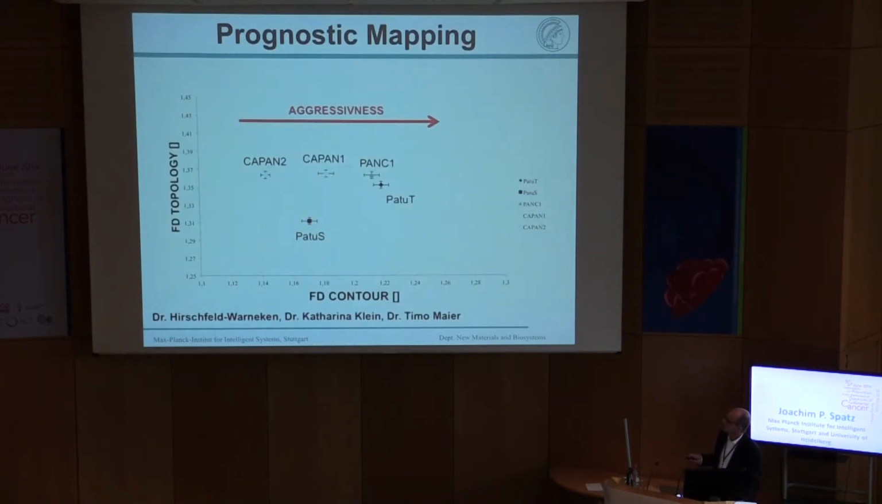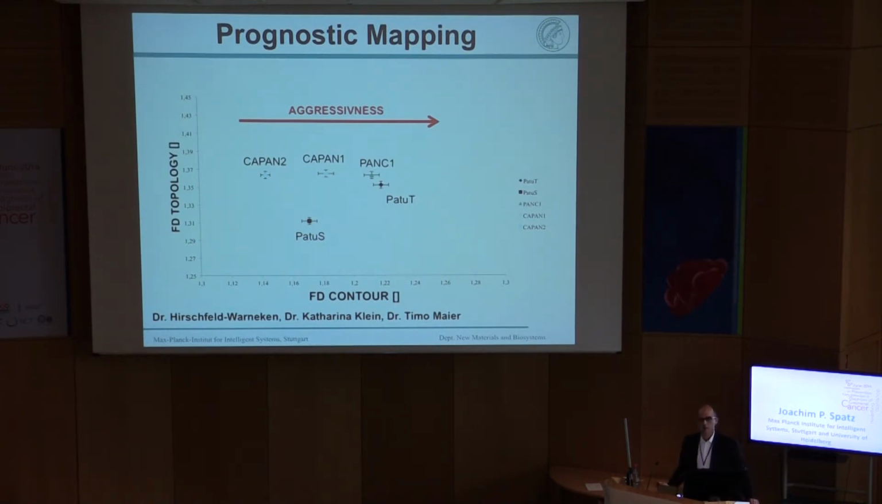And if you then scale the fractal dimension, especially the contour, then you see in this prognostic map, as we call it, we plotted here the fractal dimension of topology against contour. You can then really pin down for each of these specific cell lines a parameter which identifies the cell line, and you can say the higher the fractal dimension of the contour is, the higher is the aggressiveness. You have your PA2T, which is the most aggressive one, then PANC1, CAPAN1, PA2S, and then CAPAN2.